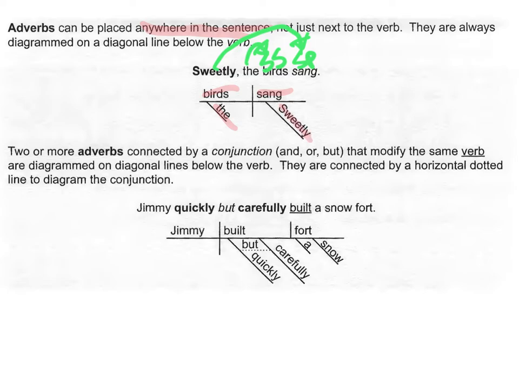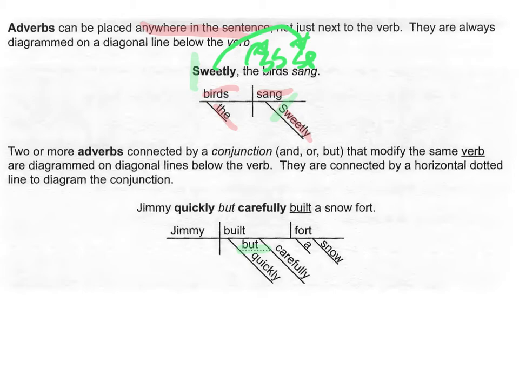And notice that sweetly is the beginning of the sentence, and so the S is capitalized in both spots. Two or more adverbs connected by a conjunction, and, but, or, that modify the same verb are diagrammed on a diagonal line below the verb. They are connected with the horizontal dotted line. So remember that horizontal dotted line from the multiple adjectives? It's the same concept with the multiple adverbs.